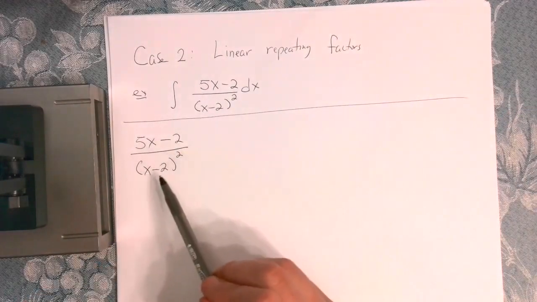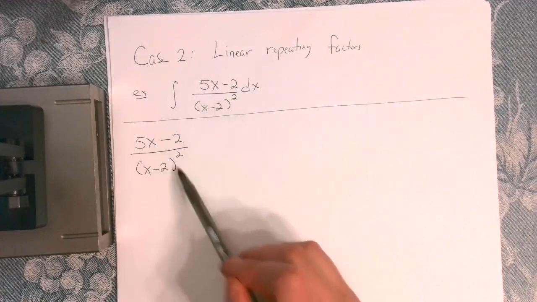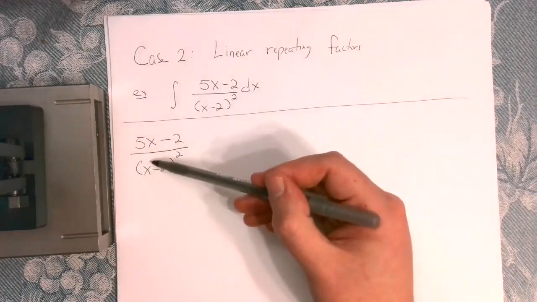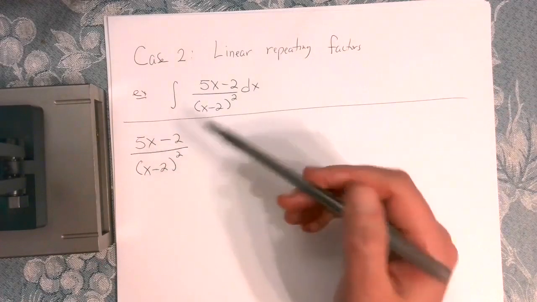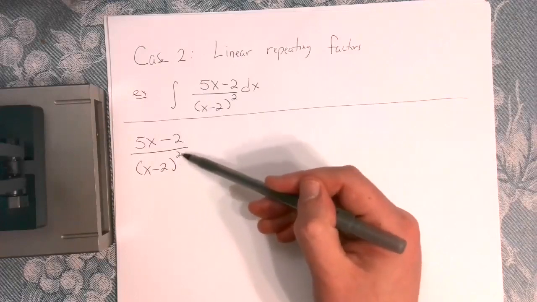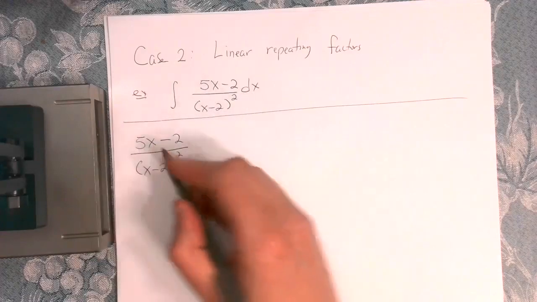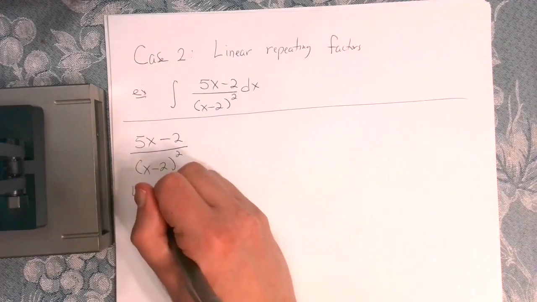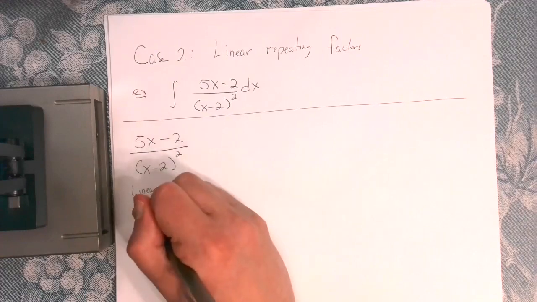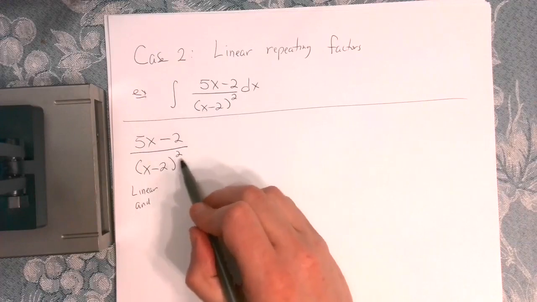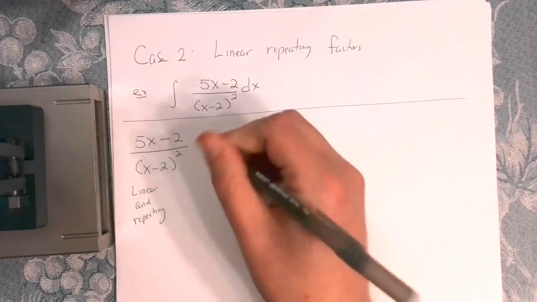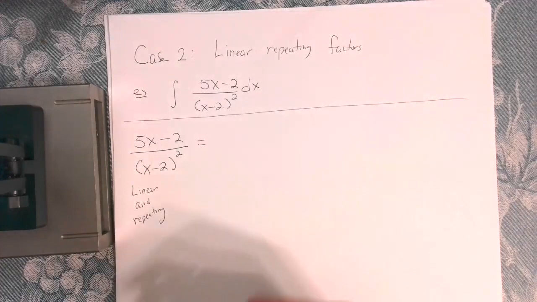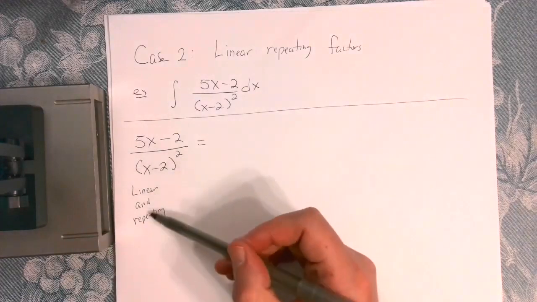Well, first of all, we check and see if this is factored. It's already factored. That's nice. Notice that x is to the first on the inside, so that's considered to be linear. And then the 2 means it's repeating. There are 2 copies of the same thing. We call this linear because x is to the first, and repeating because there are 2 copies of it. It's not unique. So the question then becomes, how do we decompose linear repeating factors?